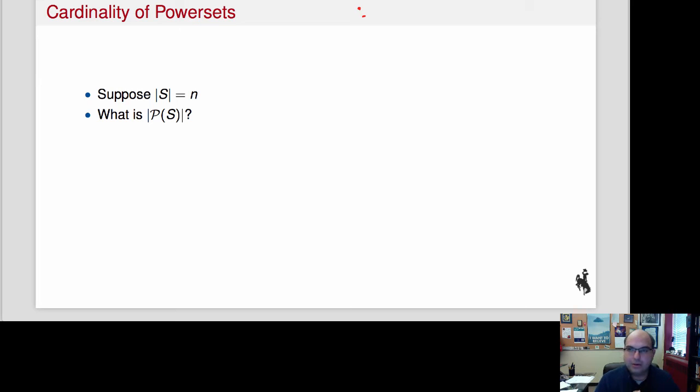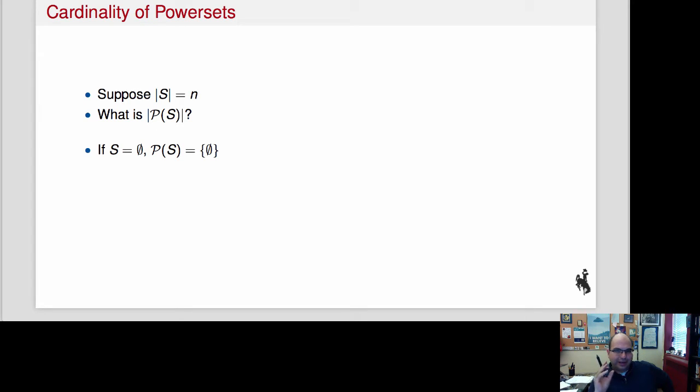Okay, so let's talk about cardinality of power sets. That's kind of the reason that we introduced these two notions at the same time. So let's say that S is a finite set and has n elements. What is the cardinality of the power set of S? Well, here's how we're going to find it.